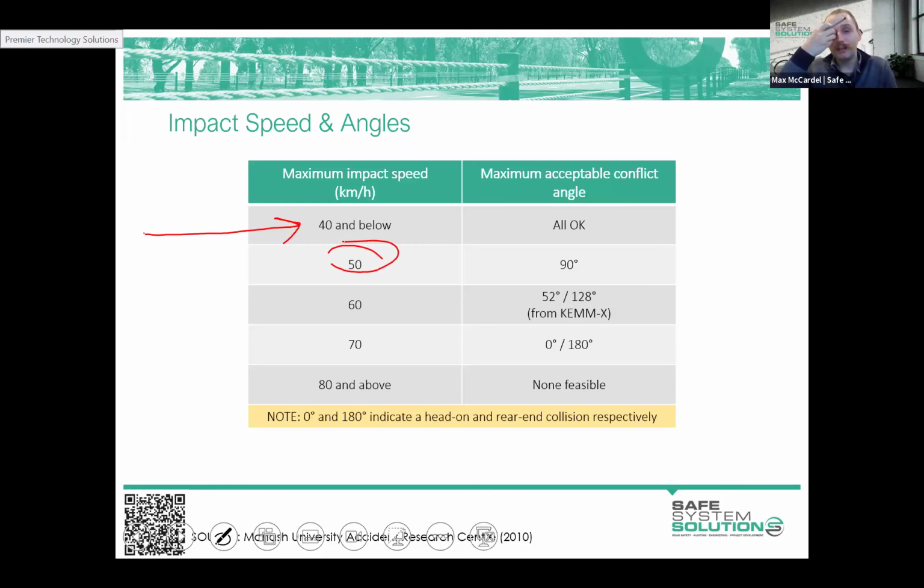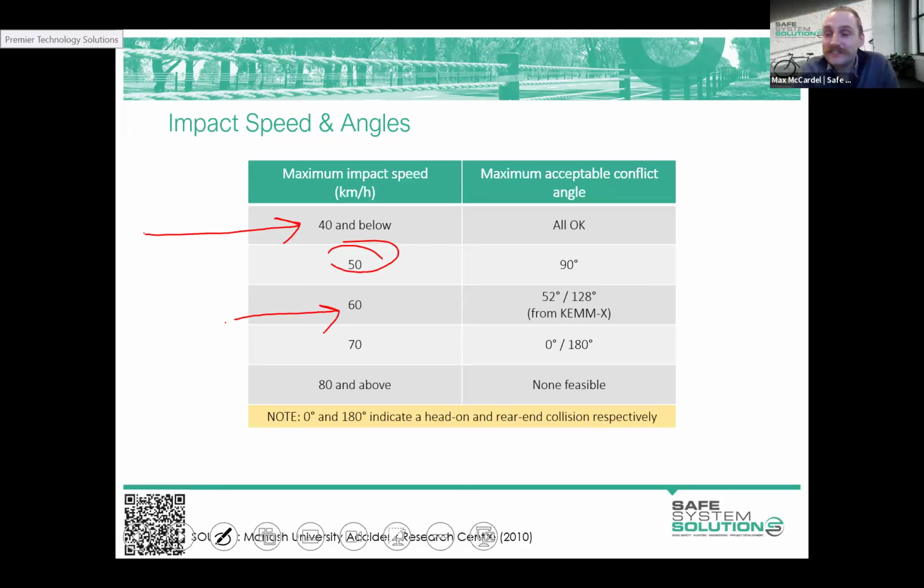The impact speed of 50 kilometers per hour, that is where we're seeing the maximum angle that we can survive at that speed is about 90 degrees. So that's the perpendicular crash. That also supports the research, which was those crash curves that we showed in the previous module, where basically if you've got a potential for a 90-degree crash, anything that's 50 kilometers per hour or higher, there's an exponential increase in the risk of a fatality.